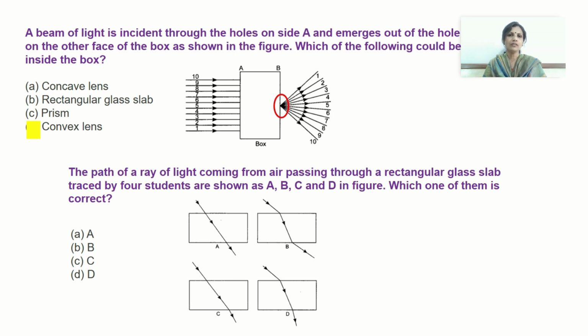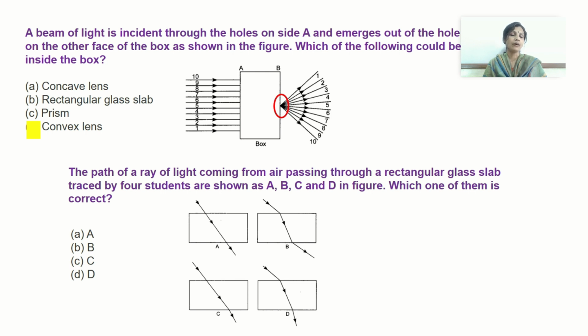Okay, next question. The path of ray of light coming from air passing through a rectangular glass slab traced by 4 students are shown as A, B, C and D in the figure. Which one of them is correct? Look at this. The ray of light passing through a glass slab and the tracing of that ray of light is given to you. First option, it is not correct at all, because there is no refraction happening. Option B, yes, you can think of. Option C and option D, just check that out.